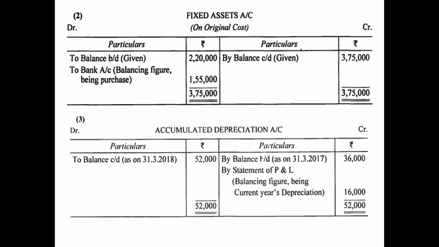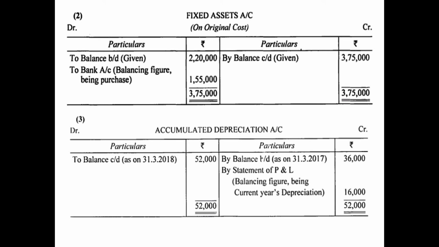Since there is no purchase or no sale, and here we are preparing the asset on original cost method because accumulated depreciation is being shown separately, now we can simply close the account. After comparing, we found out that the credit side is greater than the debit side. That means the deficiency of 1,55,000 is to be put on the debit side.